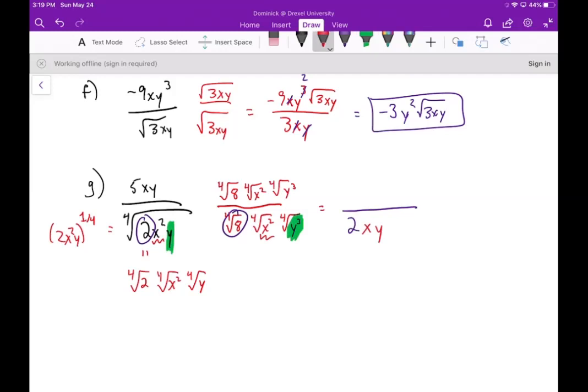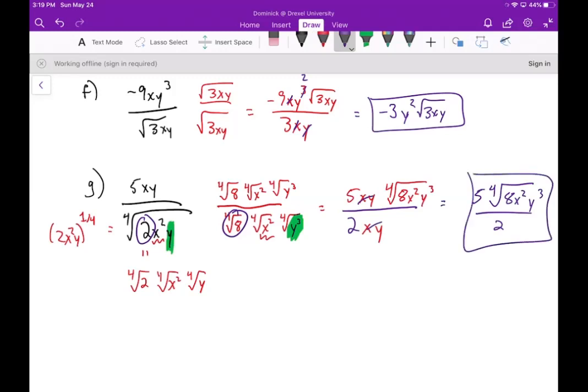And then in the top, I'm left with 5xy times the fourth root of this mess all combined together now. And now we can just cancel the xy's and we're done. So we get 5 times a fourth root of 8x squared y to the third over 2. So that's another clever way that we can approach this.